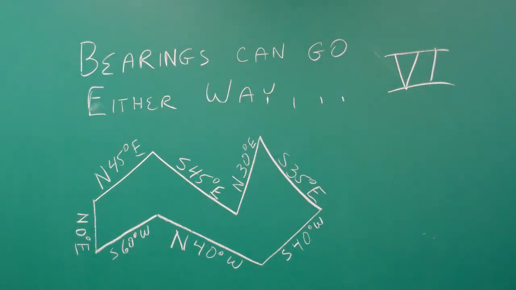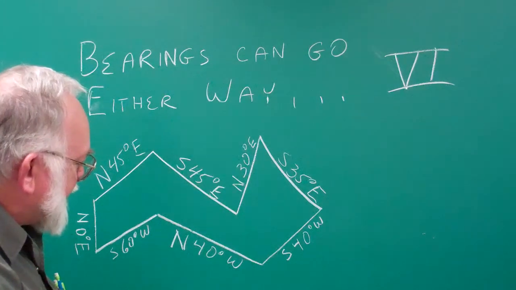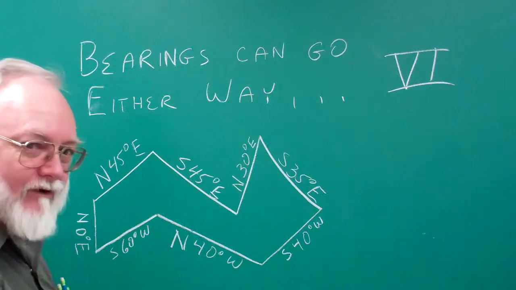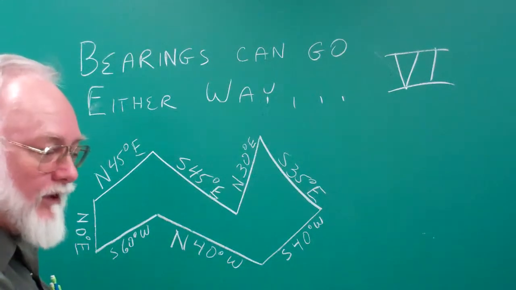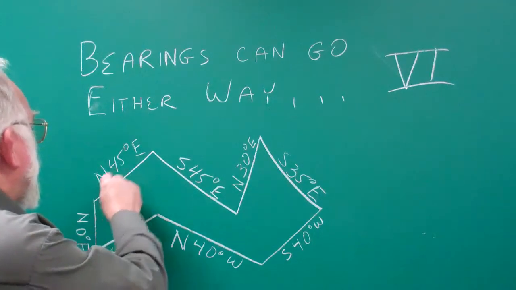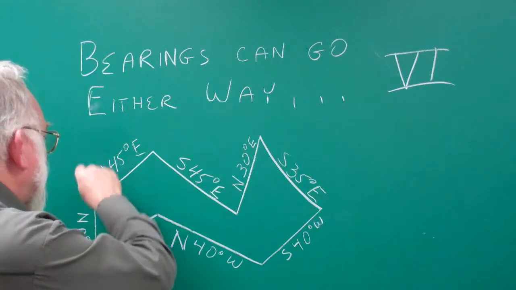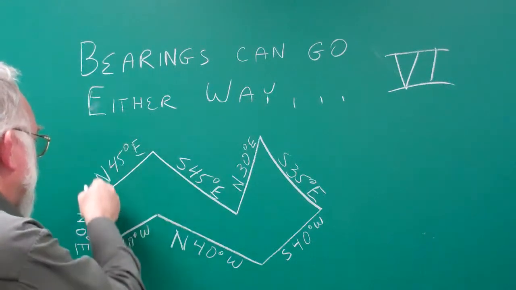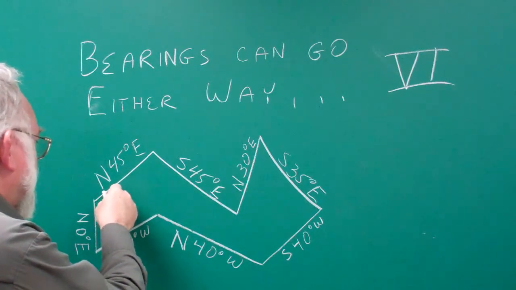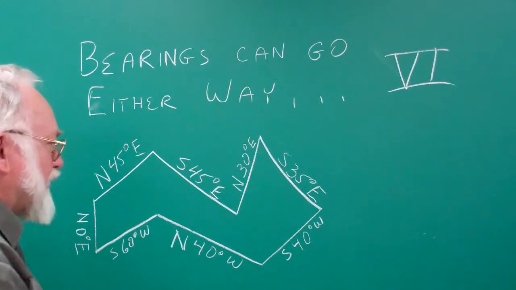Okay, we're going to continue on with bearings, and this is something that's really handy to know when you're trying to close out a set of field notes that don't want to cooperate. And that is that bearings can go either way. They can go north or they can go south, but if they go in a north and to the east direction, the same bearing angle is true whether it goes north 45 east or south 45 degrees west.